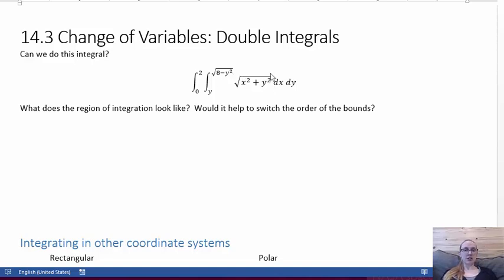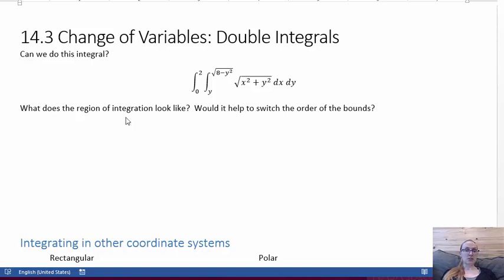We would still be able to integrate this, but then once we get to plugging in the bounds for x, we've got another square root, and so we potentially would have another trig substitution, or maybe even something a lot more complicated. So at least just from looking at this, it would be very difficult, if not impossible, to integrate this in this form.